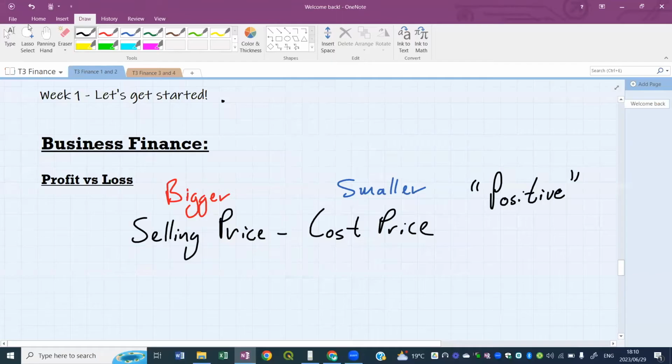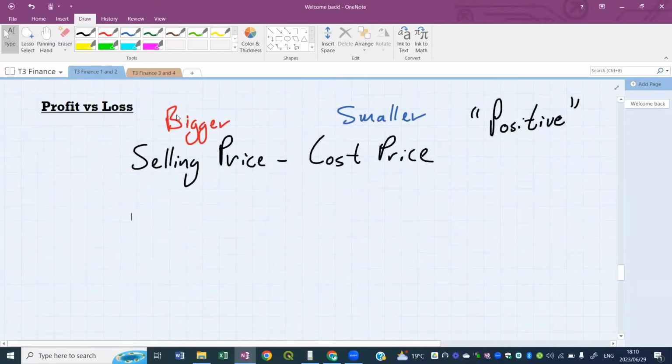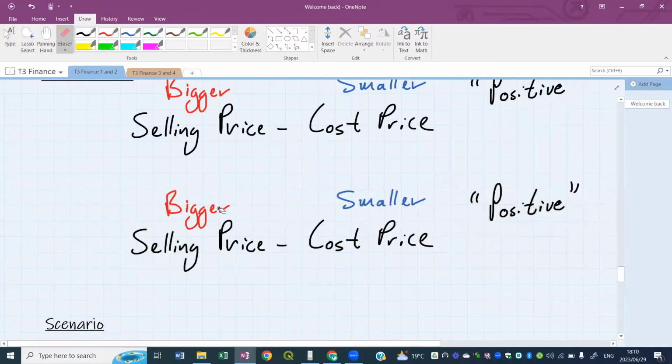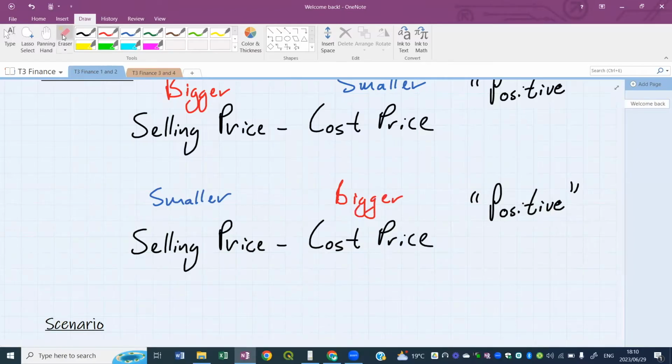Okay, but if we do the same thing, so I'm just going to copy this again. All right, and I'm going to go down here and put it over here. And if we have a smaller selling price and a bigger cost price, then the answer for this is not going to be positive. It's going to be a negative answer.